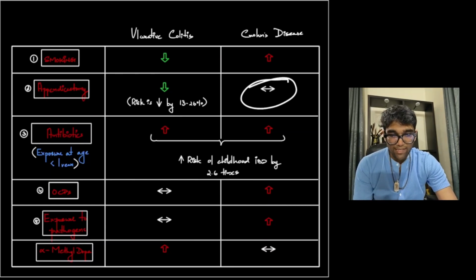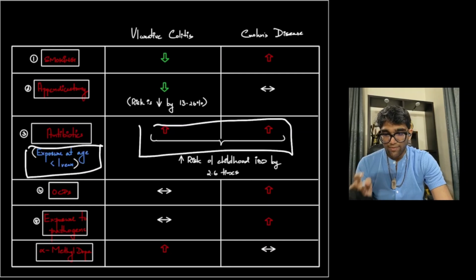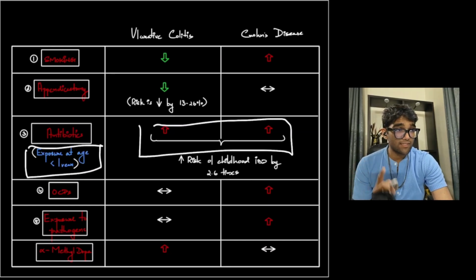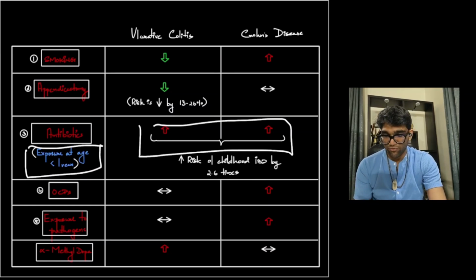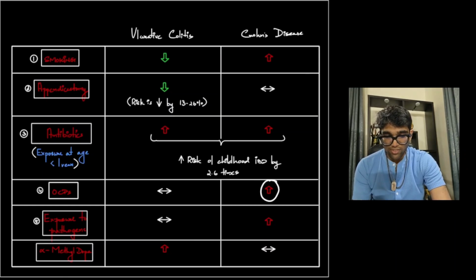Antibiotics exposure at less than 1 year of age increases risk of all types of IBD, and this is the only risk factor that increases risk of both types of IBD. That makes a case for frugal use of antibiotics in infants. Oral contraceptive pills increase survival of Th1 and Th17 cells, therefore they increase risk of Crohn's disease. Exposure to pathogens increases risk of Crohn's disease because it enhances Th1 polarization and Th17 polarization.